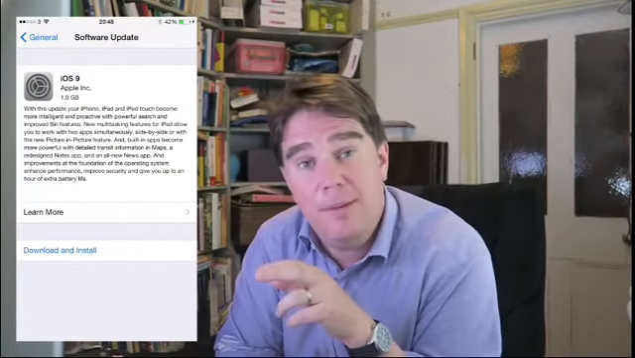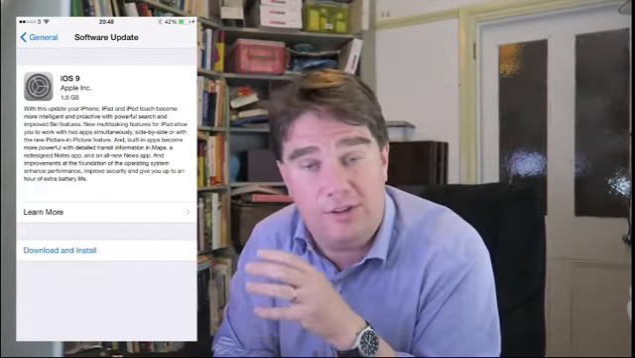iOS 9, the new version of Apple's operating system for iPhones and iPads, has rolled out to millions of people around the world. And you may be asking yourself, should I install it? Well, yes, I recommend that you do install it, because it includes a number of important security patches which can help protect your privacy and prevent nastiness from going on. So do go and install it.